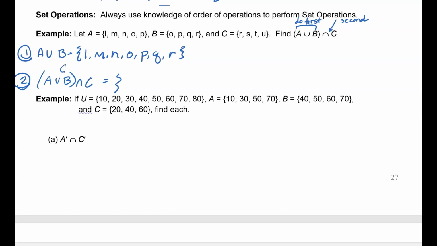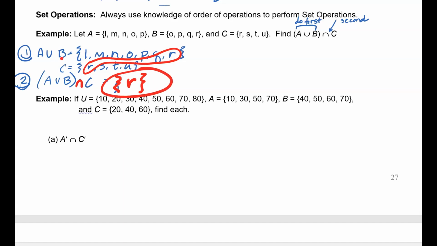So what we're going to do, I'm going to write C right below it. So C is R, S, T, and U. And remember that this upside down symbol means in common. So I'm going to look and see what they have in common. And it looks like the only thing they have in common is the R. So the answer to this problem is going to be R, and that's it.